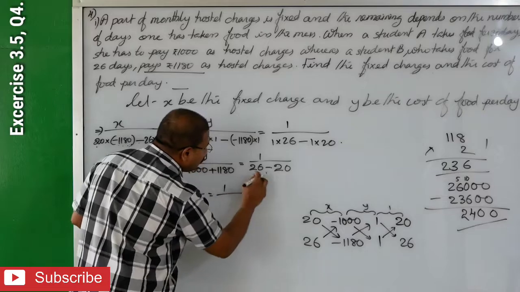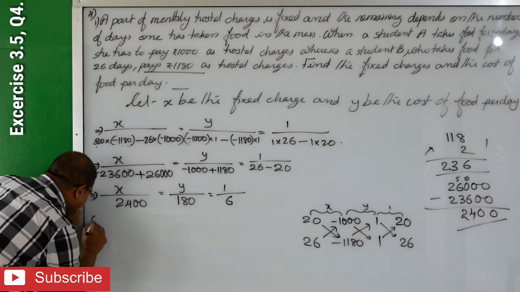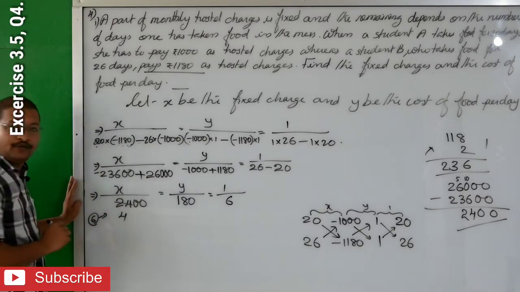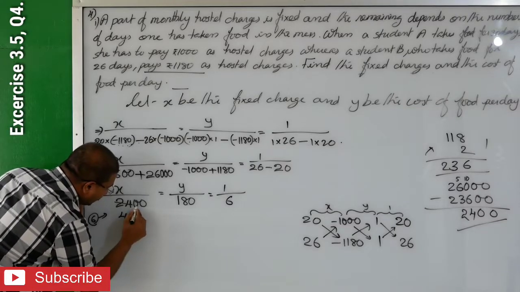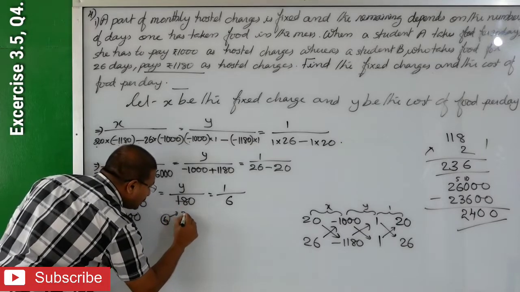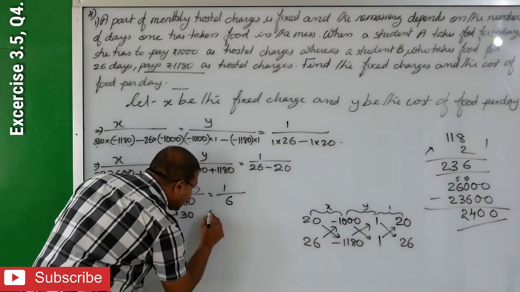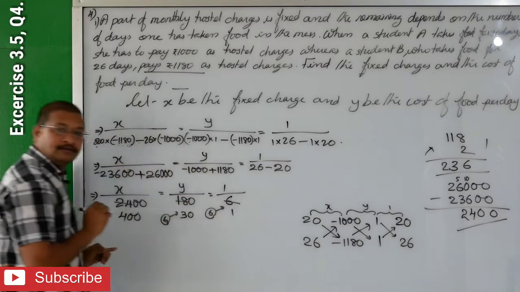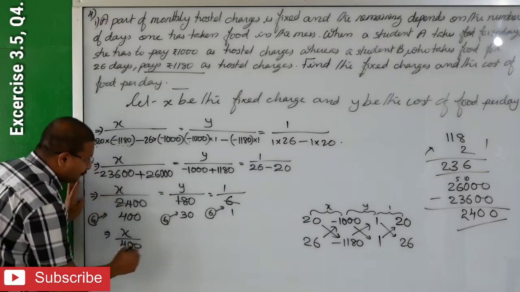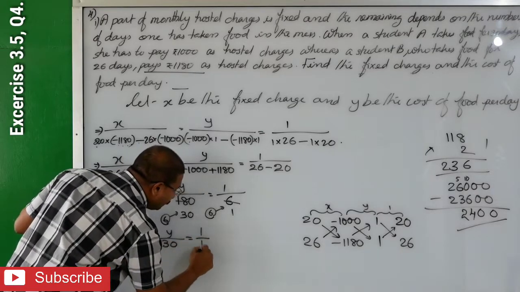Equals 1 by 26 minus 26. Now all the places I am going to cancel by 6. 6 4s are 24. Now 2 more zeros will write. These 2 zeros will write. When you cancel here by 6, 6 3s are 18. After that this 0 will write. Now when you cancel here by 6, 6 1s are 6. This implies x by 400 equals y by 30 equals 1 by 1.